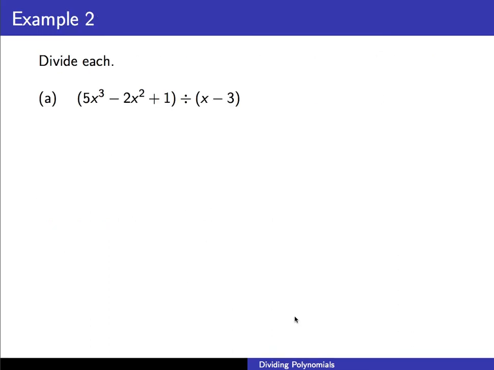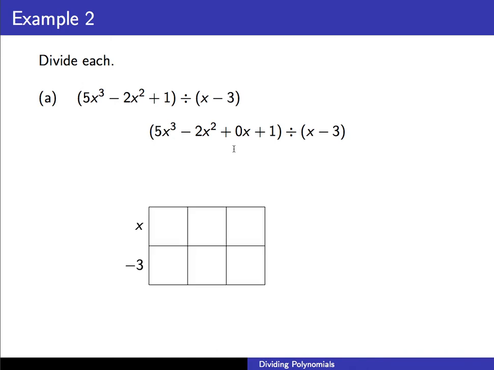So example 2, we're going to divide 5x cubed minus 2x squared plus 1 by x minus 3. Notice we are missing the x term in our dividend, so we're going to have to fill that in with a 0. If we were missing any terms in the divisor, we could fill those in with zeros as well. So again, please make sure you have all your variables accounted for. It's like mathematical accounting. We have x minus 3 as our divisor. We'll put an x in the first row, negative 3 in the second row, just like in the last example.